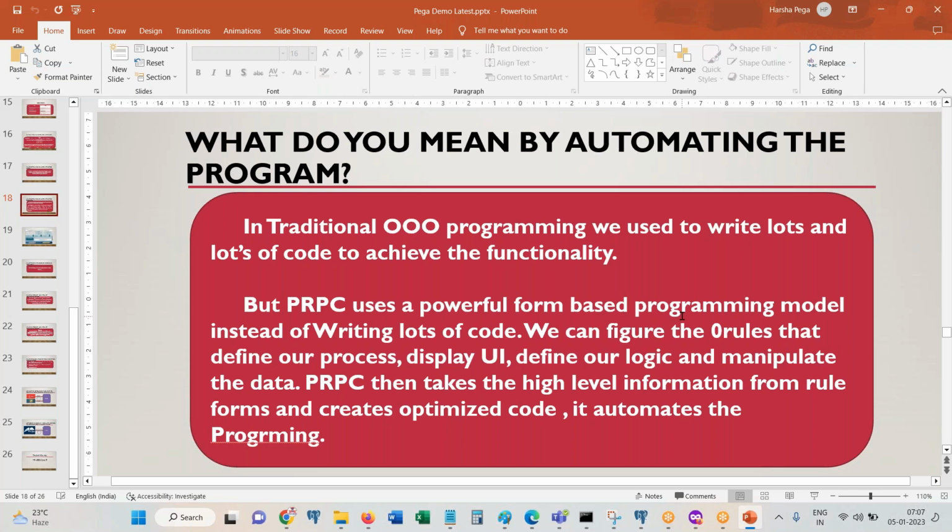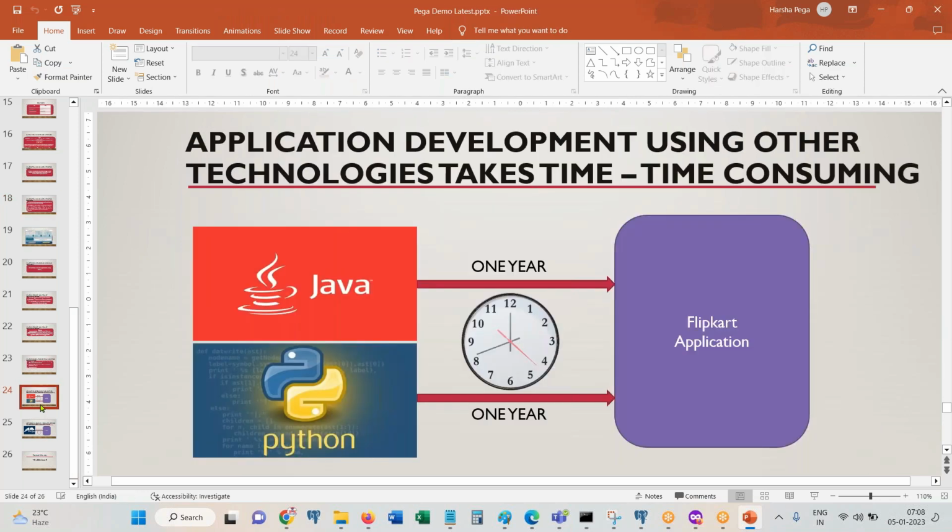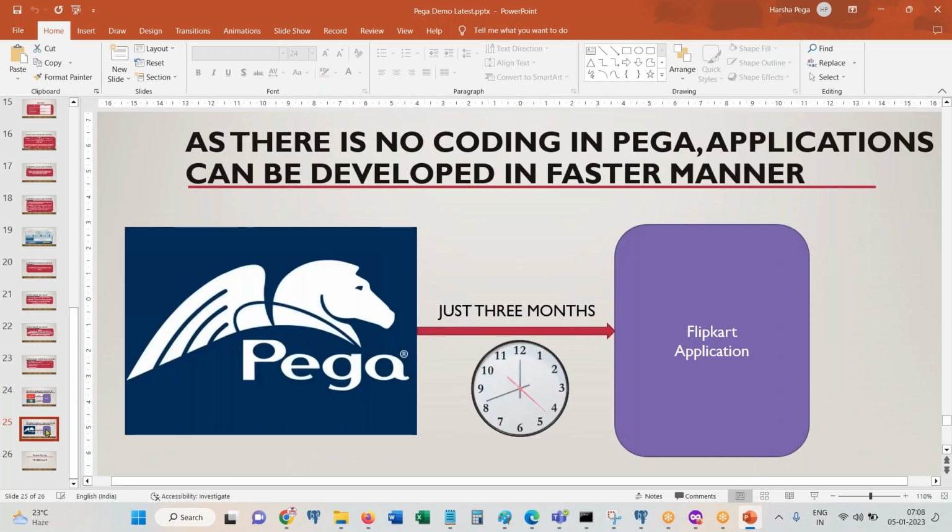What is that? Automation of the program means you don't need to write any programming code for the UI, business logic, or database. All that gets generated automatically. If you are developing applications using Java or other technologies, you have to write everything from scratch. So if something takes a long duration, like 1 year, in PEGA it may be completed within 3 months. That's how you can develop applications in a shorter time.